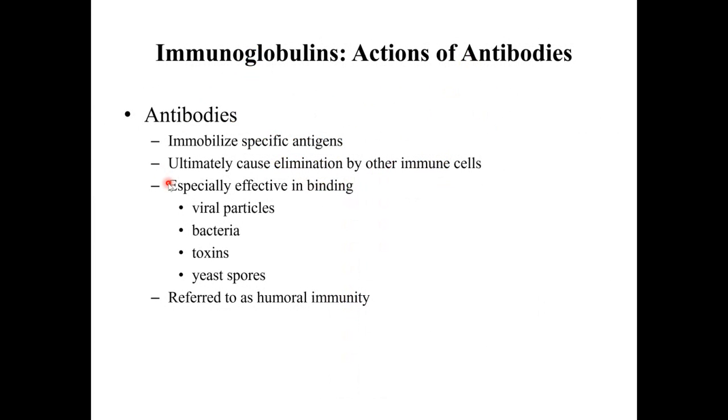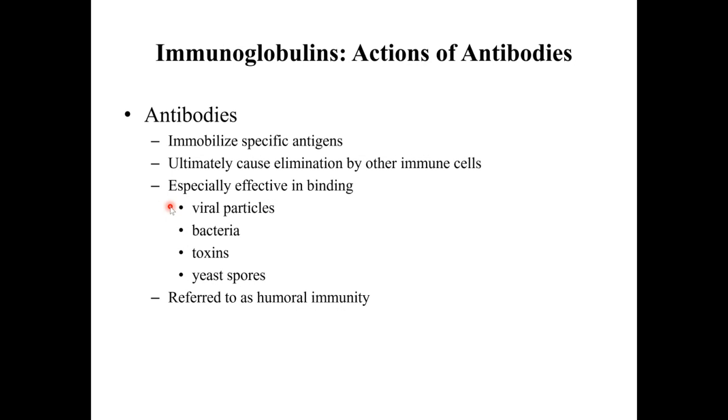Antibodies immobilize the antigens, or they cover them up. Ultimately, the antigen is going to be eliminated by other immune cells, the phagocytic cells, neutrophils, and macrophages. They're especially effective in binding to viral particles because of the protein coat on the outside, the cell walls of bacteria, and toxic chemicals.